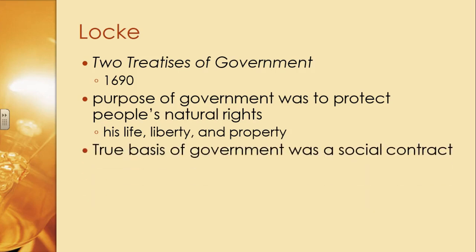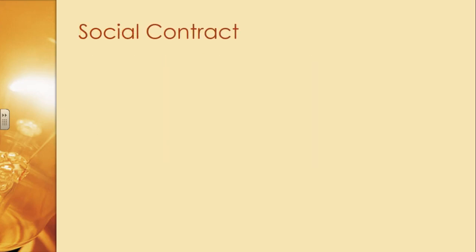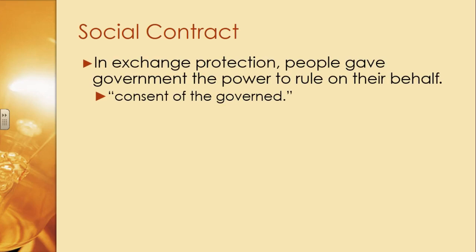Okay. He also believes that the true basis of a government was with this thing called a social contract. The social contract is where government gets the basis that it needs in order to protect your natural rights. This is all outlined in 1690 in his book, Two Treatises on Government. Now, the social contract theory is the theory that John Locke comes up with, and Hobbes talked about this as well. Locke took it a little bit differently, though. It is the belief that in exchange for protection, the people give their government the power to rule on their behalf. This is called the consent of the governed.